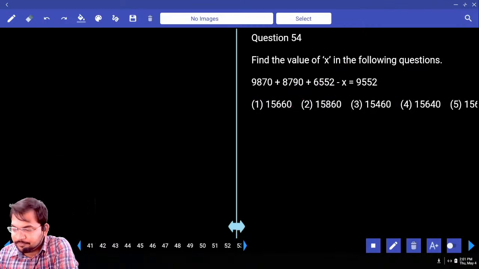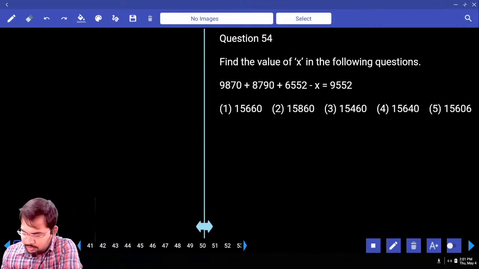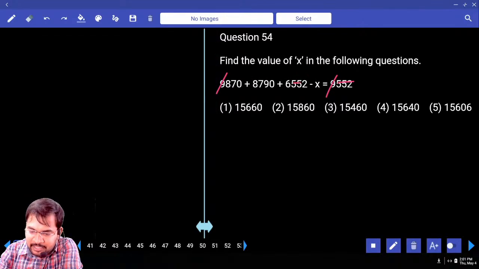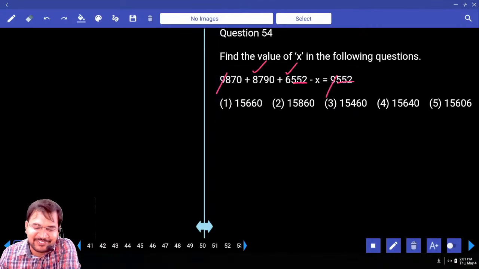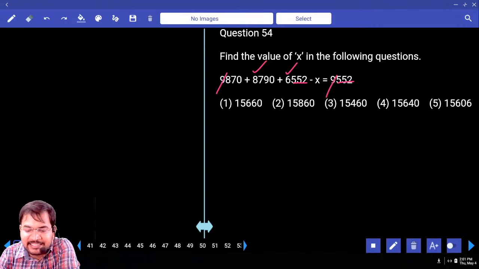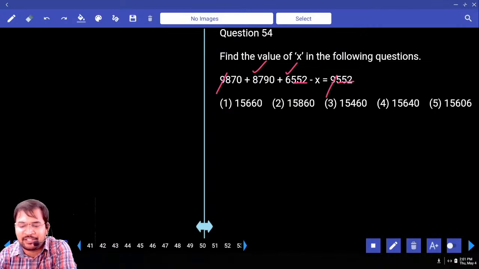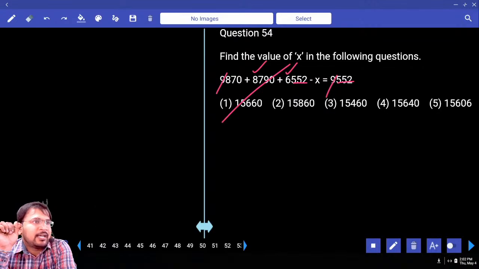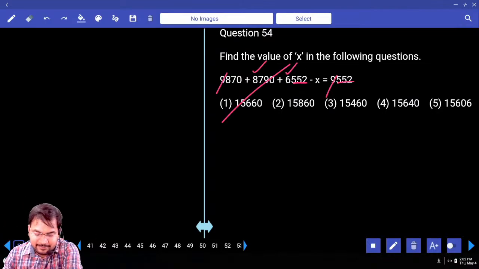See here, all of you. Ready? 9,000 gets cancelled. 552 gets cancelled. Done. 6,000 plus 8,000 is 14,000. Next, 800, 700, 70, 90, 160, 160 plus 1500 is 1660, 1660 plus 14,000 is 15,660. Your answer is 15,660. Are you clear? Wherever I cut, that is it. Next.